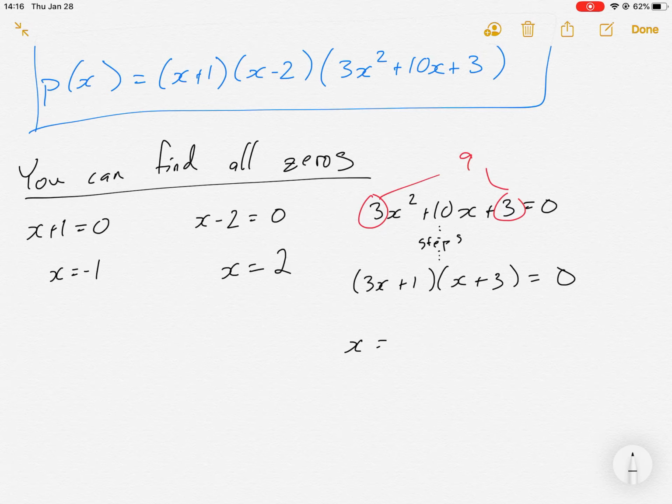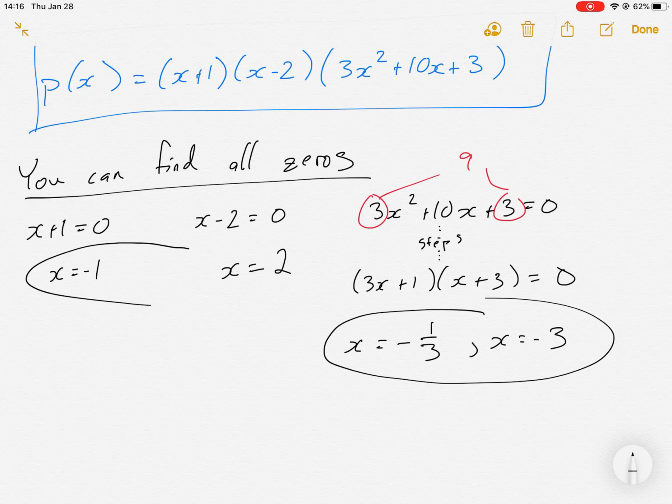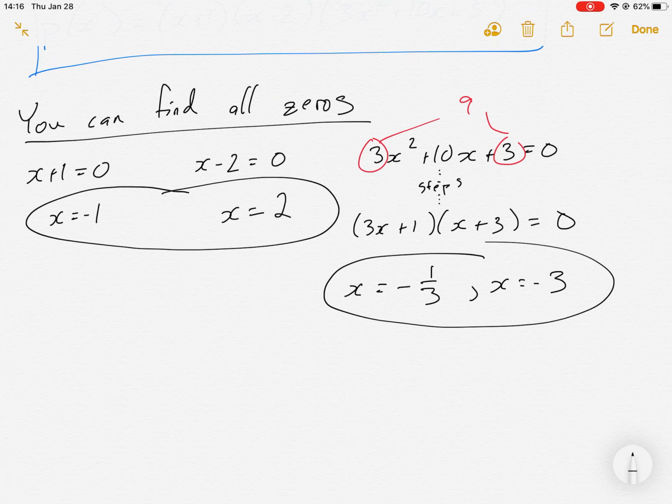But here's my final answer, and so then I get my last zeros, which look like this. And they all have multiplicity 1 because they only show up once in their factored form. Okay, so that problem was a little bit discombobulated because I didn't give you all the information at once. I sort of slowly built to it.